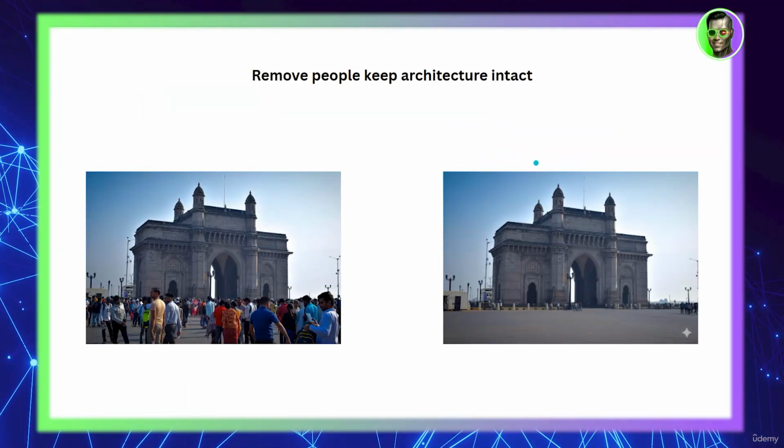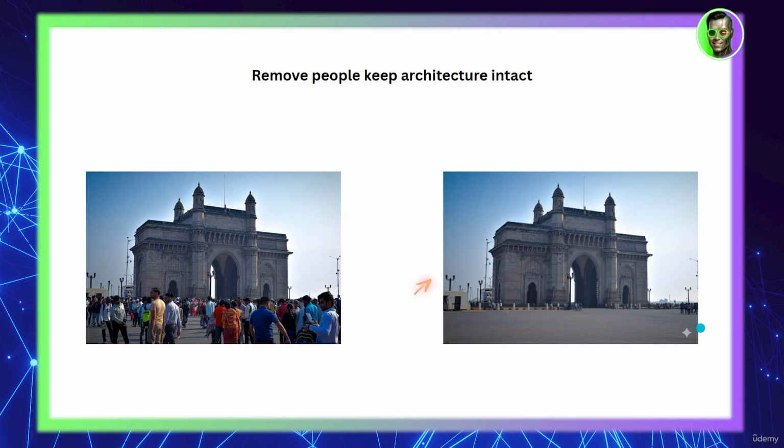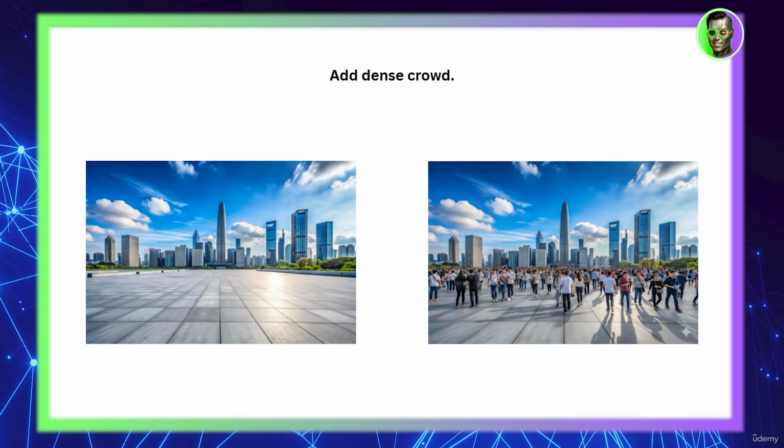Now, in this particular case, we have a very popular monument, and you can see that there's people in the frame, okay? They're walking there. How about if you use a prompt as simple as this? Remove people, right? Keep architecture intact. That is exactly what happened. They basically removed the entire people. Now, though they kept some people here, if you look really further, they mostly removed the entirety of the crowd.